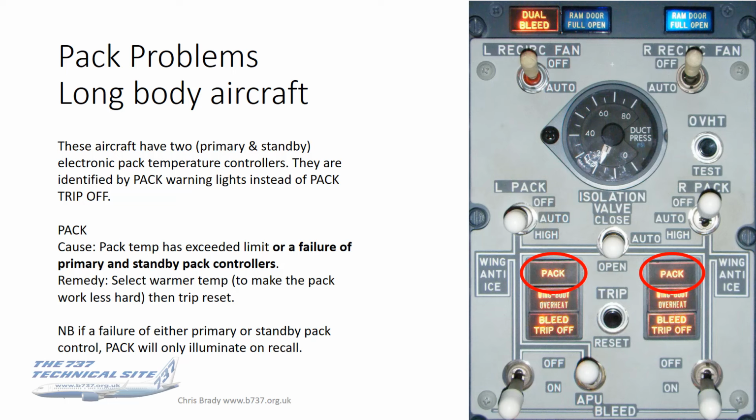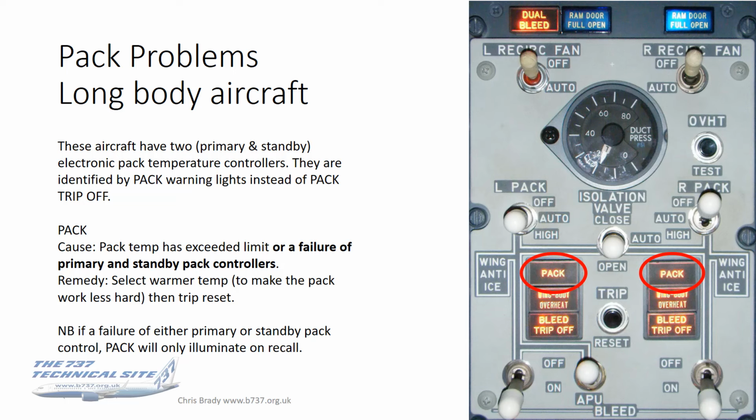So, pack problems with the long-bodied aircraft. On these you've got 2 electronic pack temperature controllers instead of just 1, and as a way of differentiating between the 2 systems, these lights are labelled pack instead of pack trip-off, and this is really to highlight that they have slightly different functionality. So the pack light can illuminate again because the pack temperature has exceeded a limit. That's exactly the same as the short body case, but the extra functionality on these is that it could indicate a failure of the primary and or the standby pack controllers.